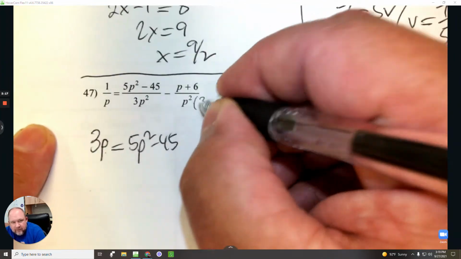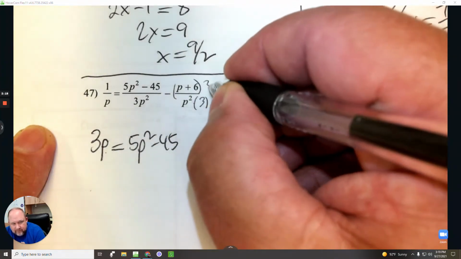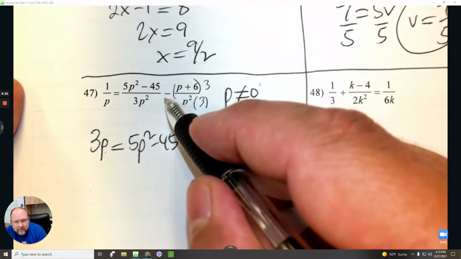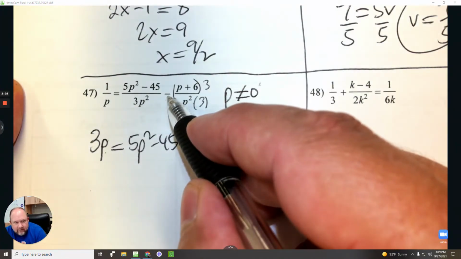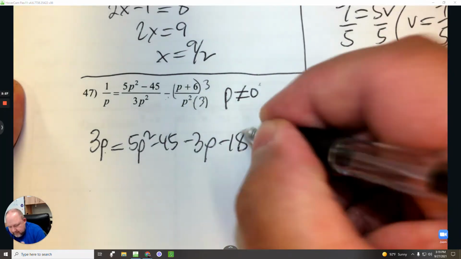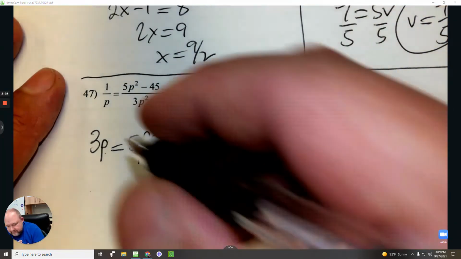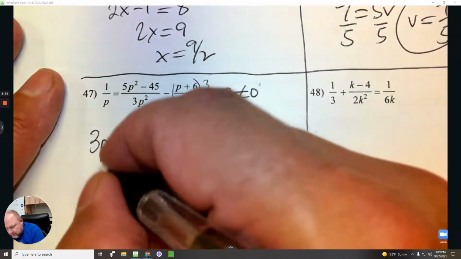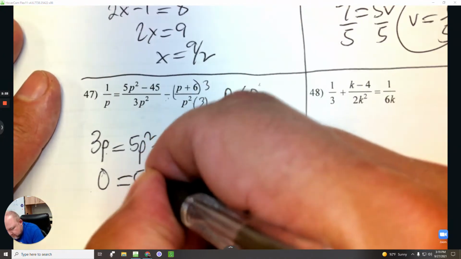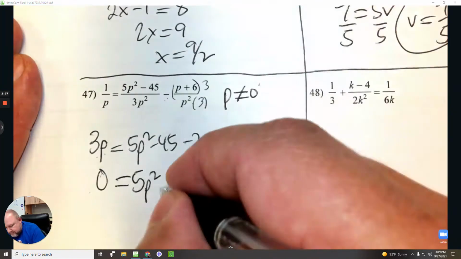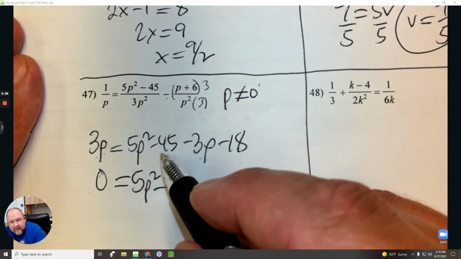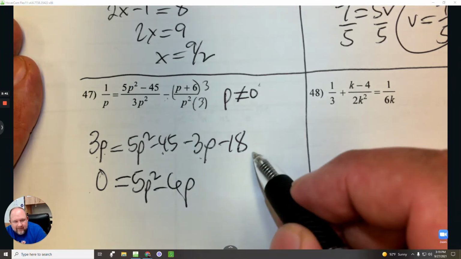And this one I'm going to multiply by 3, top and bottom. So be careful. It's negative 3p. And it's negative 18. Be careful with that negative. Now we're going to solve it. So we're going to make it equal to 0. So I'm going to subtract 3p. That's negative 6p. And then negative 45 and negative 18.